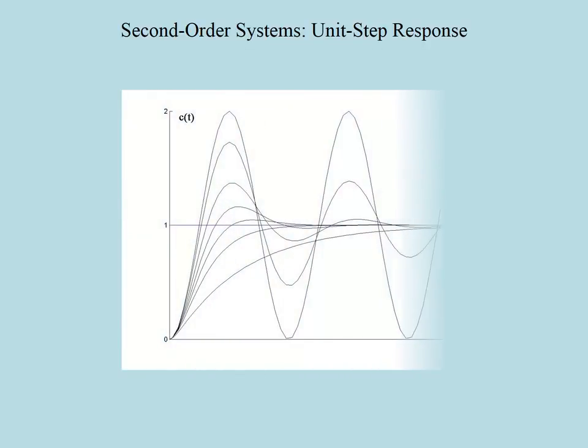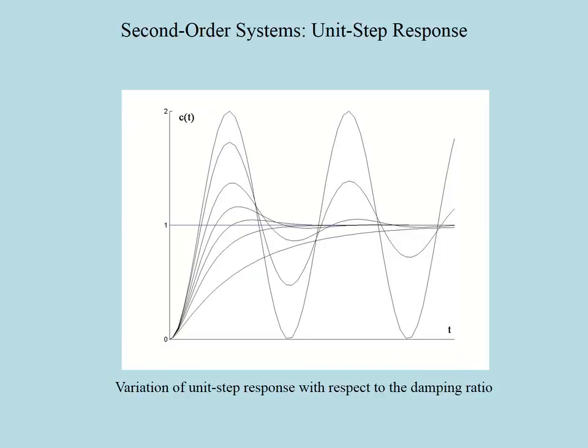Here you can see the variation of unit step response of a second-order system with respect to the damping ratio. The output C of t is plotted for zeta equals 2, 1, 0.7, 0.5, 0.3, 0.1, and 0. Note that for zeta equals 2, the response is an overdamped one.